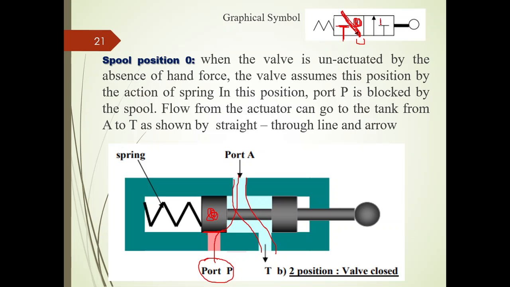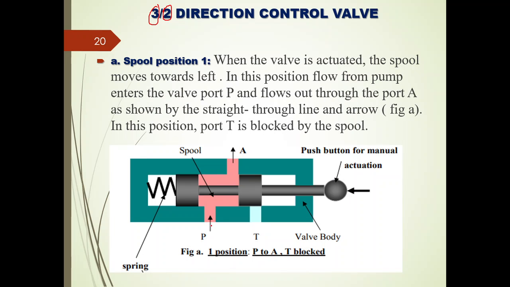In order to actuate the first position, I need to operate this mechanism, this lever. Once you actuate the first position, there will be a flow taking place from P to A and the T port is completely blocked. That means there will be a flow from P to A, whereas the T port is completely blocked with the help of what? With the help of this spool land, right? That is after actuating the first position. So this is in the case of a 3 by 2 direction control valve.